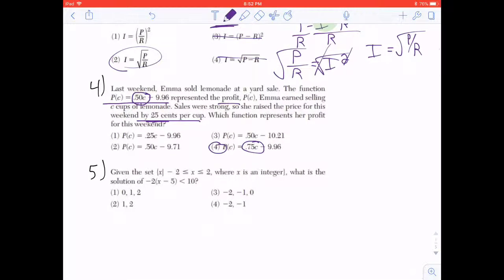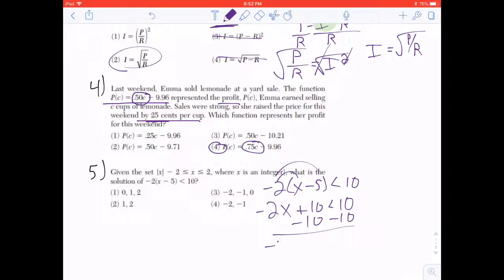And number 5 on this page, given the set -2 to 2, where x is an integer, what is the solution of -2 parentheses x minus 5 is less than 10? First step is to distribute the -2 to both terms inside the parentheses, giving you -2x plus 10 is less than 10. And now we have a two-step inequality. Subtract 10 on both sides. -2x is less than 0.